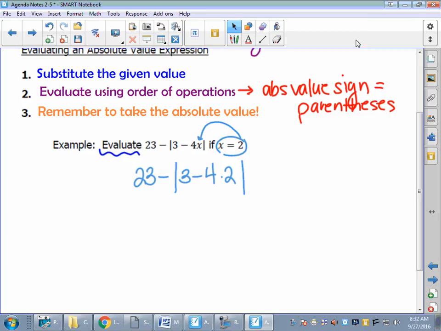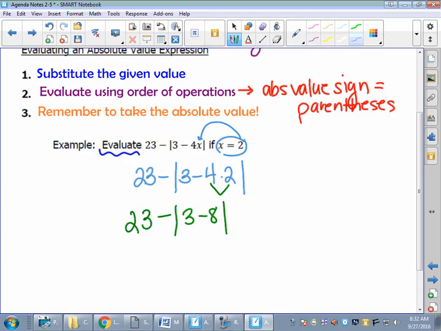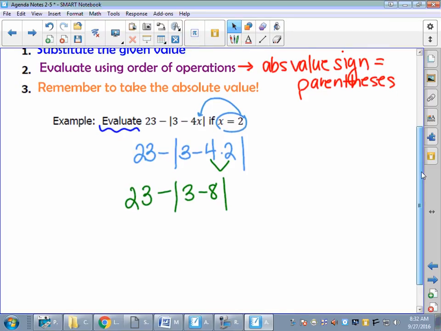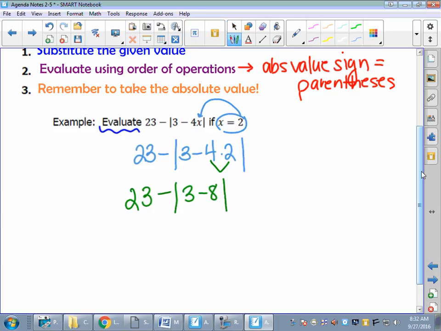We're still going to follow the order of operations. So we did substitution. Order of operations says parentheses first. Our absolute value sign is standing in for those. So in our parentheses, we've got 3 minus 4 times 2. We can do the subtract or the multiply first. So we've got 3 minus 8 in the absolute value. Now we're going to just keep working away. So we've still got 23 minus, only I'm going to finish this math problem. It's 3 minus 8.